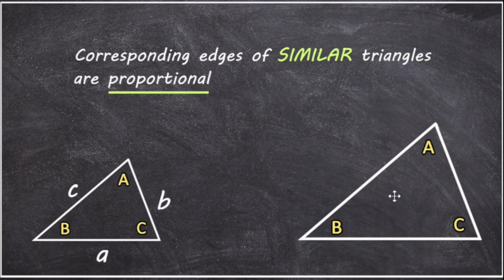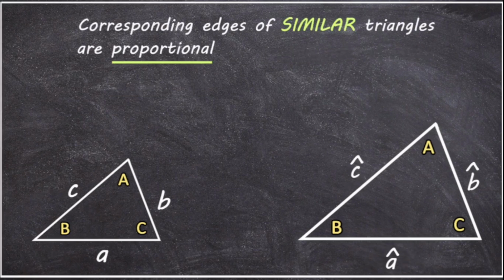We'll label the larger triangle in a similar manner, using the same letters to show which edges correspond to each other, but adding a symbol to the edge labels of the larger triangle to show that corresponding edges are of different lengths. We call the edge lengths of the larger triangle A hat, B hat, and C hat. Now what we mean when we say that corresponding edges are proportional is if, for example, I take the edge A and multiply A by some specific value, the result will be the length of the corresponding edge in the other triangle, A hat.